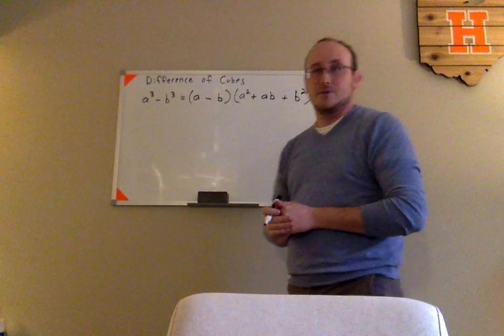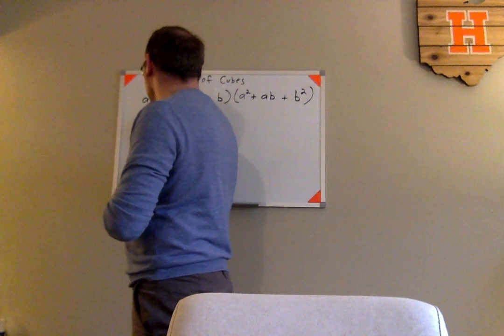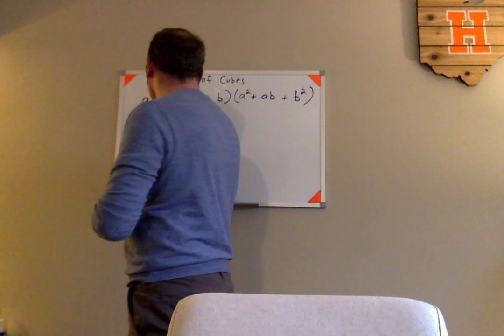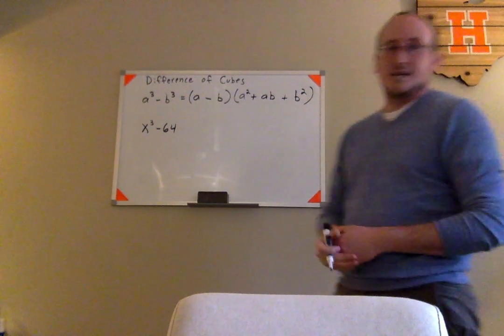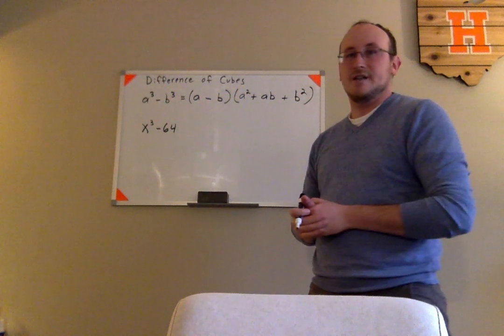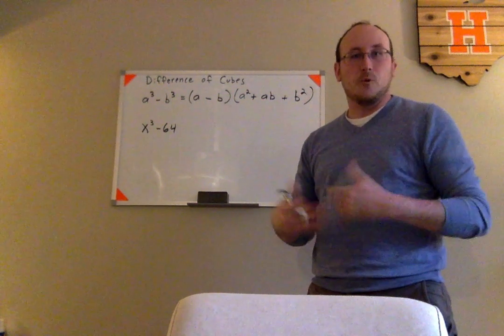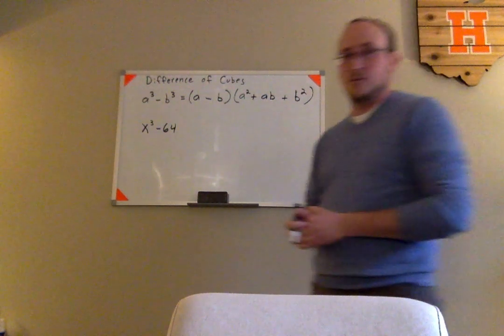Let's look at an example here. I throw maybe some numbers in the problem. Maybe I look at x cubed minus 64. That is a difference of two perfect cubes. Again, if you know your perfect cubes, this will be much easier to recognize. This 64 is actually 4 cubed. 4 times 4 is 16, times another 4 is 64.